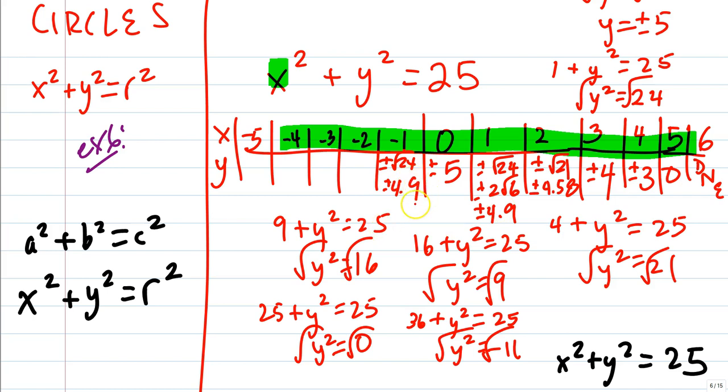If I plug in a 2, negative 2 squared is positive 4. I get the same thing, the square root of 21. If I plug in a 3, negative 3 squared is positive 9. I get the same thing each time. And that also means that negative 6 would not work, because the graph would no longer exist. So our graph only exists between negative 5 and positive 5.